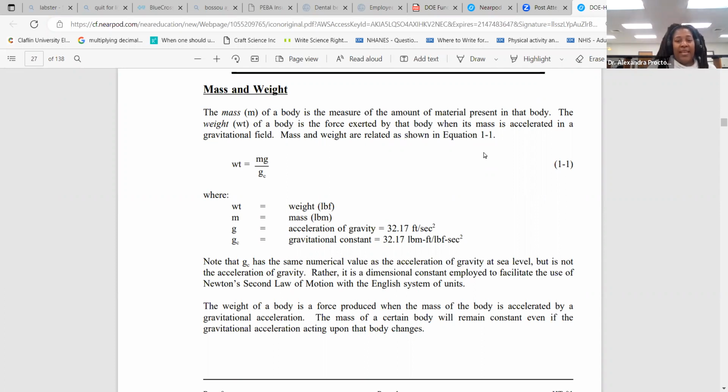So gc has the same numerical value as the acceleration of gravity at sea level, but is not the acceleration of gravity. Rather, it is a dimensional constant employed to facilitate the use of Newton's second law of motion with English system units. So you guys understand that pounds are the English system of units, okay? So they're not metric.